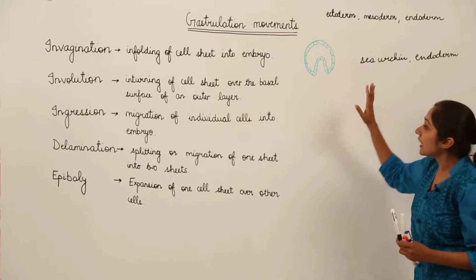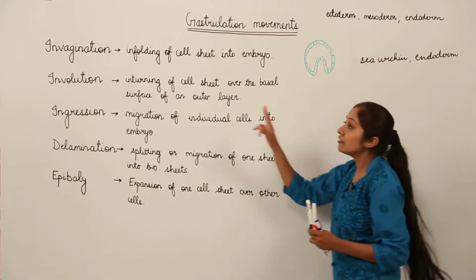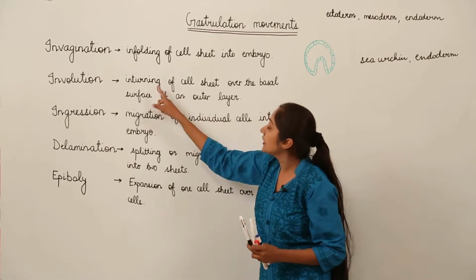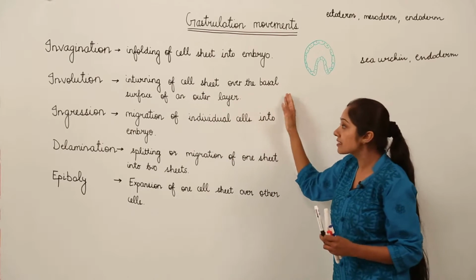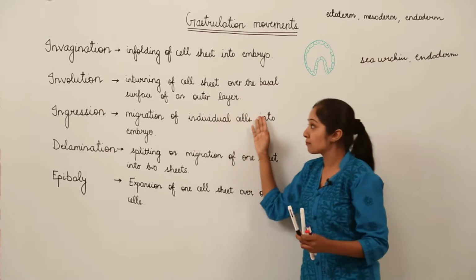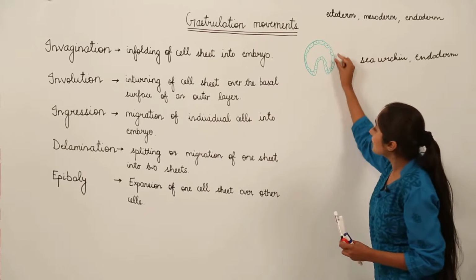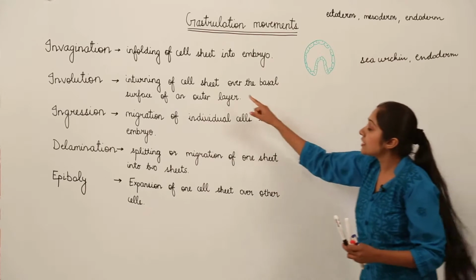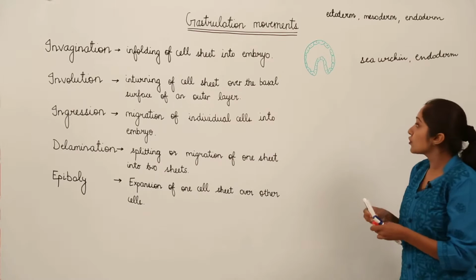Okay. So the next type of movement, let's move on to involution, that is interning of cell sheet over the basal surface of an outer layer. So this is the basal surface. What is going to happen? The cell sheet is going to intern. Let's draw this one also.